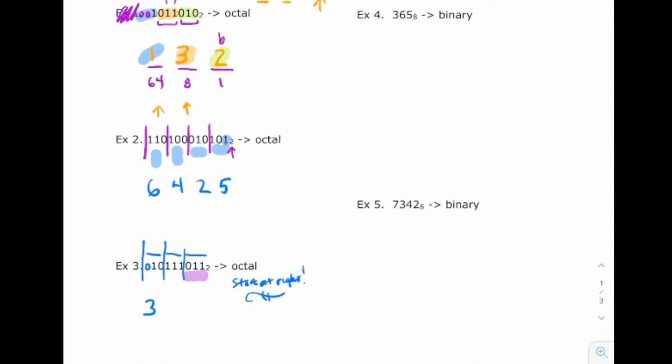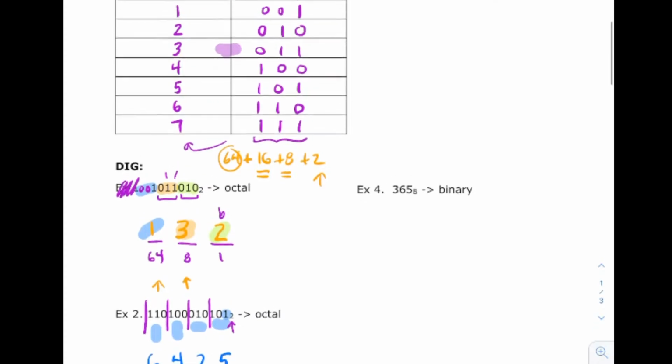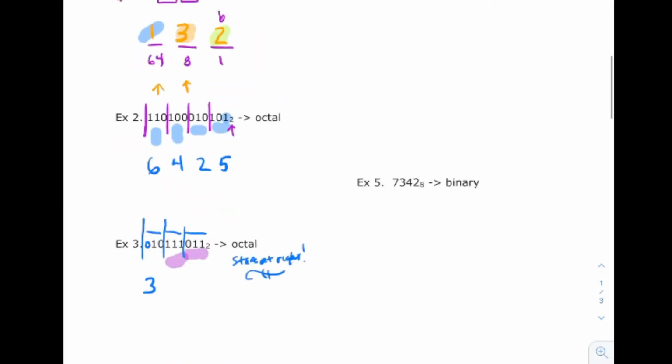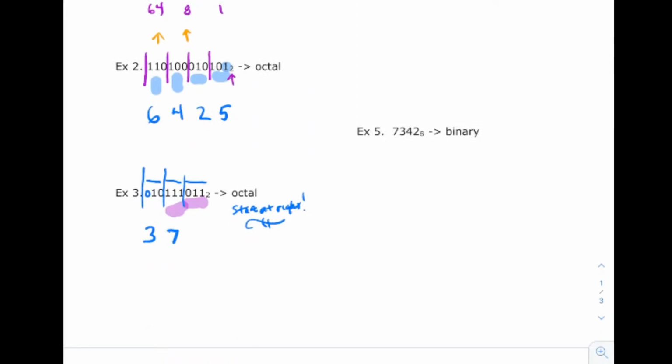Now I've got a 1, 1, 1. That's a 7. 7. And then finally I've got a, what happened here? That was a 3, that was a 7. How did this get over there? I'd like to know how that got over there. What's going on here?